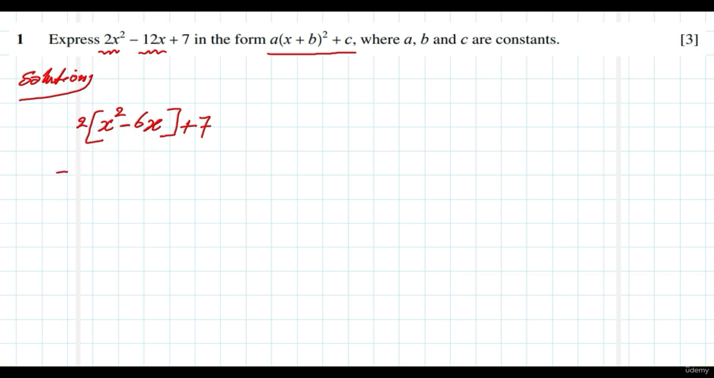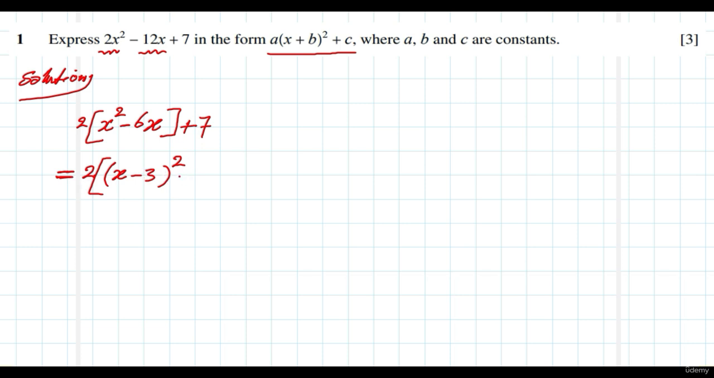Now we can say that this can be further simplified. So looking into the two terms inside the square bracket, we can directly change them to this form. Open a parenthesis in a square form. Then take the square root of x squared and write it down here. And then look at the coefficient of this x, which is negative 6, and divide it by 2. Negative 6 by 2 is negative 3. You write it here.